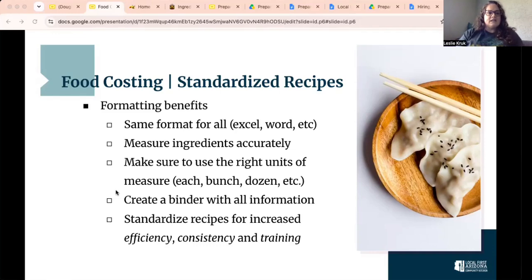Again, I mentioned creating the binder with this information. This will increase your efficiency, make sure that everything's coming out consistent, and it eases the burden of training new employees. They can grab the binder, find all the step-by-step instructions, they see how it should look at the finished end, and that way they can move on to the next task while you are focusing on something different instead of training them.